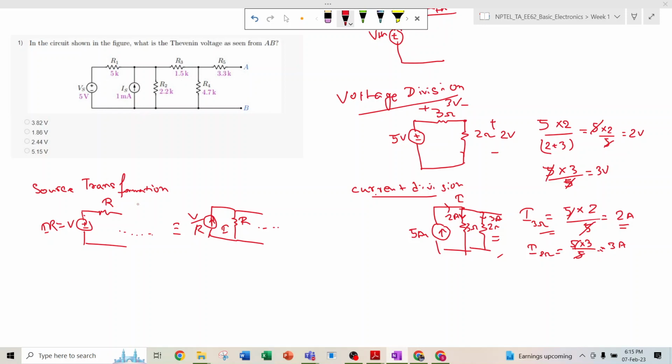So according to the source transformation, I have already told you, we are going to transform this voltage source in series with the resistance to a current source. So it will appear like this: there will be a current source, and this resistance will come in parallel.